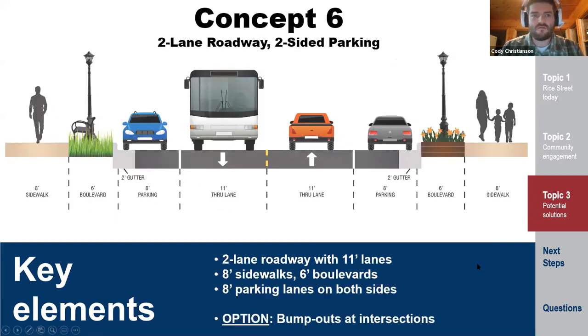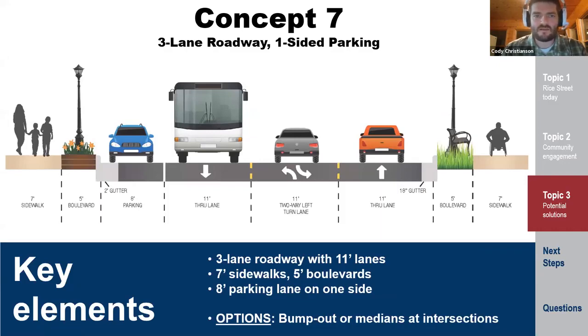And then this is our sixth concept. This one is a little more closely resembling today. However, it would have dedicated parking on both sides of the road. So that does allow a wider pedestrian realm with an 8-foot sidewalk and a 6-foot boulevard on each side. And this concept would have the option of having some curb extensions or bump outs at the intersections to further minimize the roadway that has to be crossed for pedestrians and bikes.